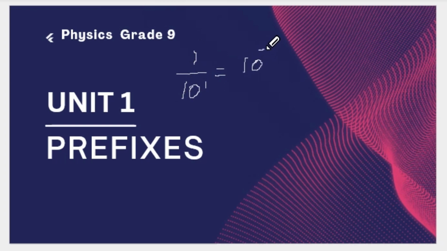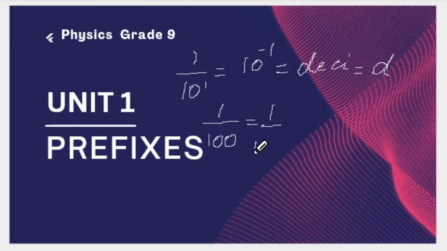This 10 to the power negative 1 has a specific letter represented, and this is called deci, and we represent this deci with the letter D, which is the first letter of deci. Similarly, if I divide 1 with 100, then 100 can also be written as 10 to the power 2, and 1 over 10 to the power 2 can be written as 10 to the power negative 2.